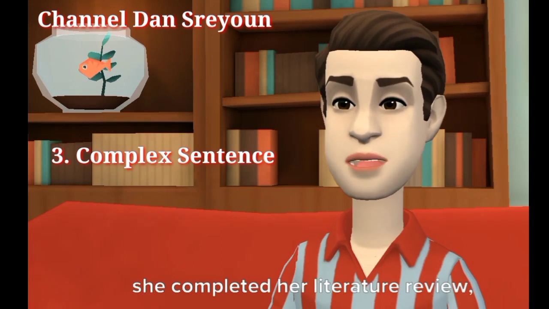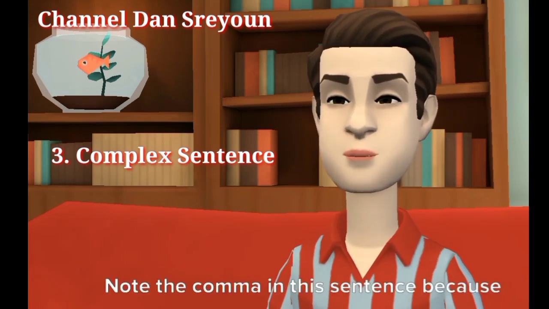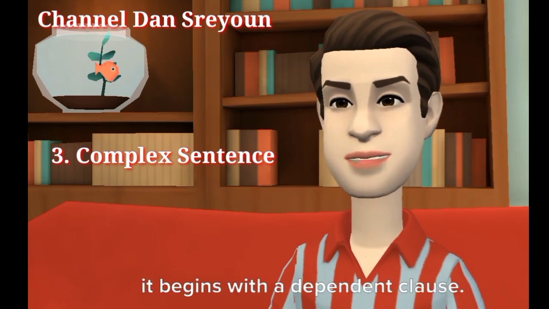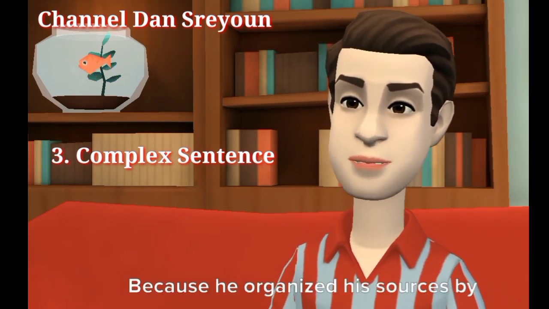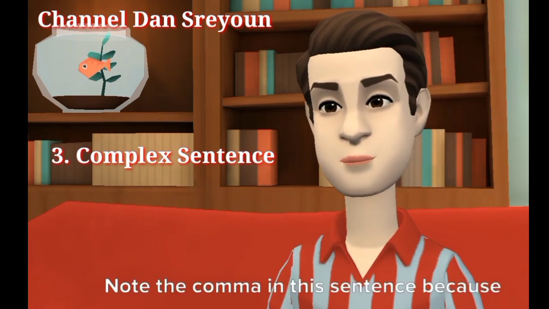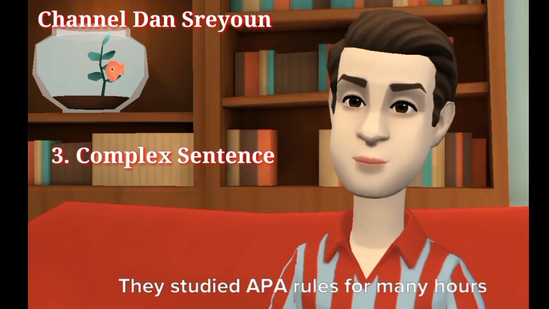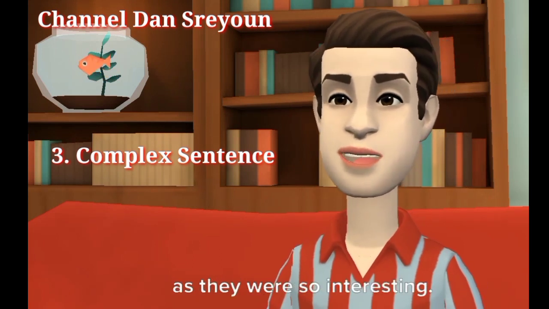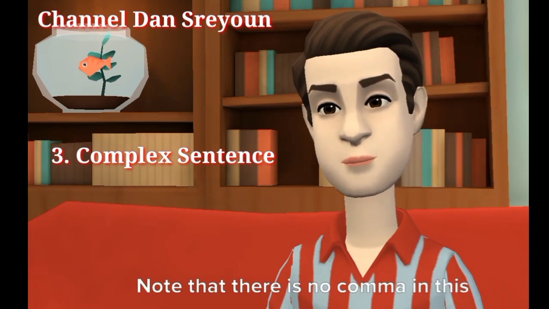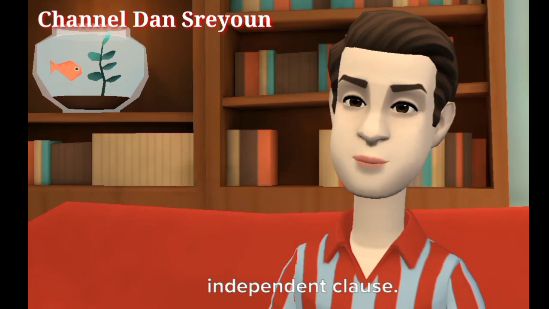Although she completed her literature review, she still needed to work on her method section. Note the comma in this sentence because it begins with a dependent clause. Because he organized his sources by theme, it was easier for his readers to follow. Note the comma in this sentence because it begins with a dependent clause. They studied APA rules for many hours as they were so interesting. Note that there is no comma in this sentence because it begins with an independent clause.